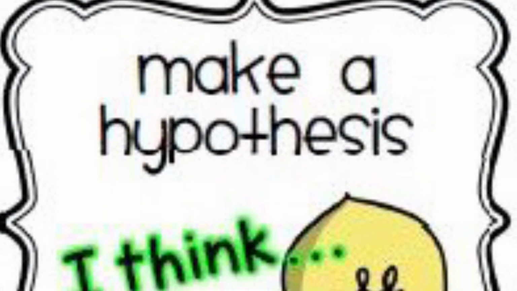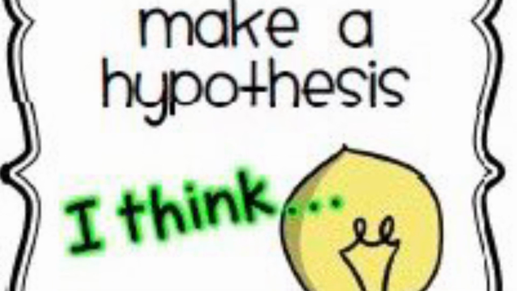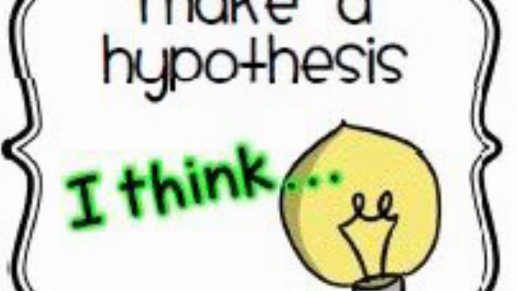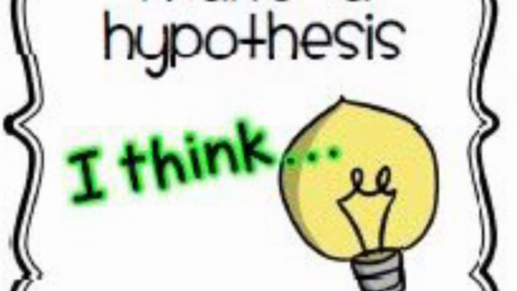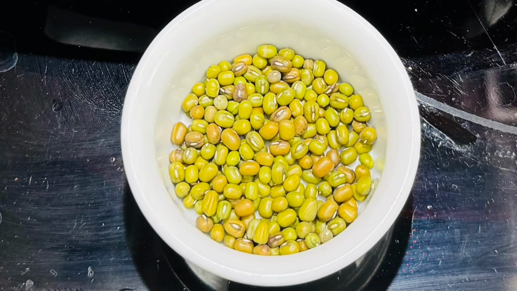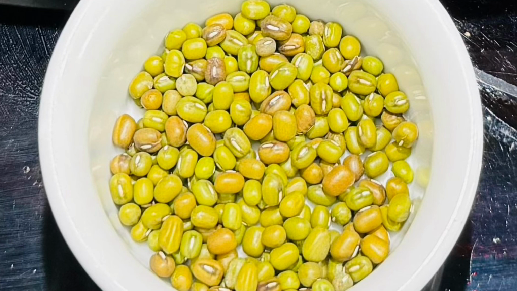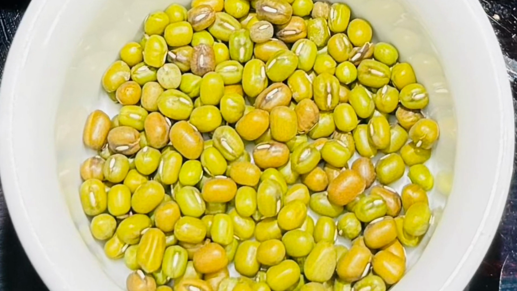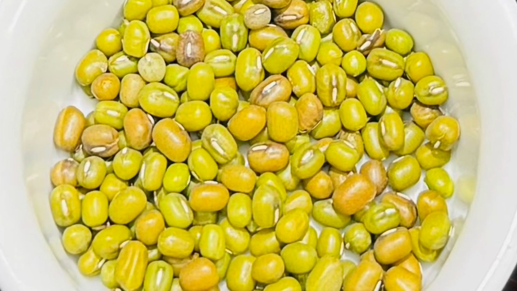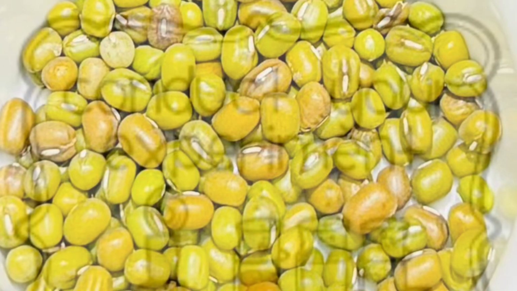The next step is to form a hypothesis. A hypothesis is a smart guess based on information you already know. My hypothesis is that the seeds will not sprout and will not grow in the darkness. The seeds in the sunlight will sprout and grow.